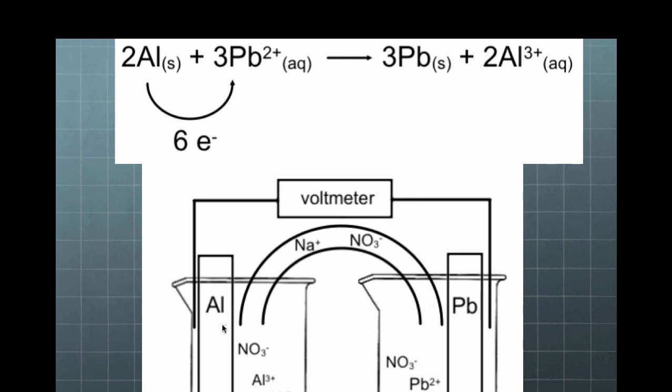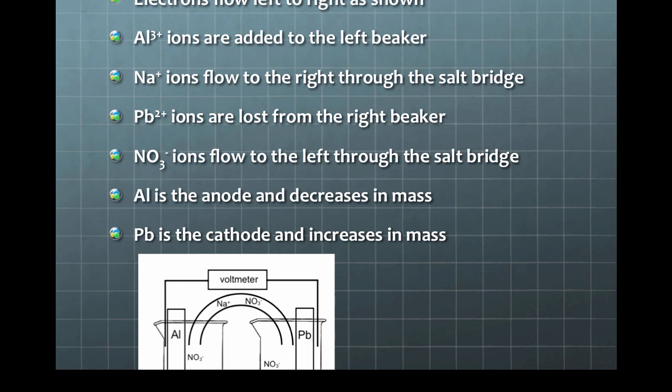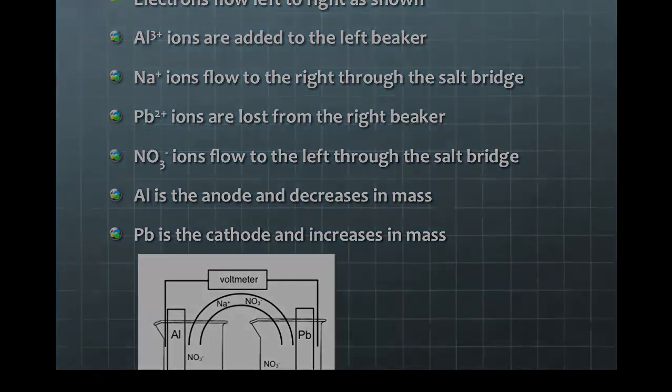What's happening to the aluminum electrode? The aluminum electrode is losing mass, so that's our anode that's losing mass as it goes, and the lead is our cathode, it's gaining mass during the reaction. Electrons flow from left to right as shown. Aluminum ions are added to the left beaker. That causes sodium ions to need to flow to the right away from that buildup. Lead ions are lost from the right beaker. That means nitrate ions have to flow to the left through the salt bridge. Aluminum is the anode and decreases in mass. Lead is the cathode and increases in mass.